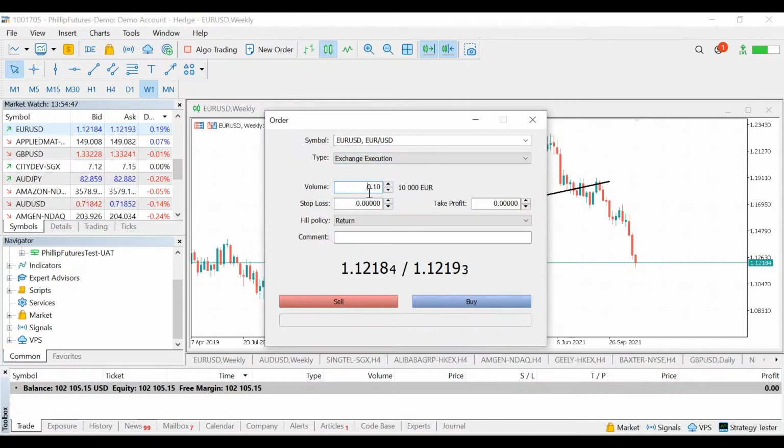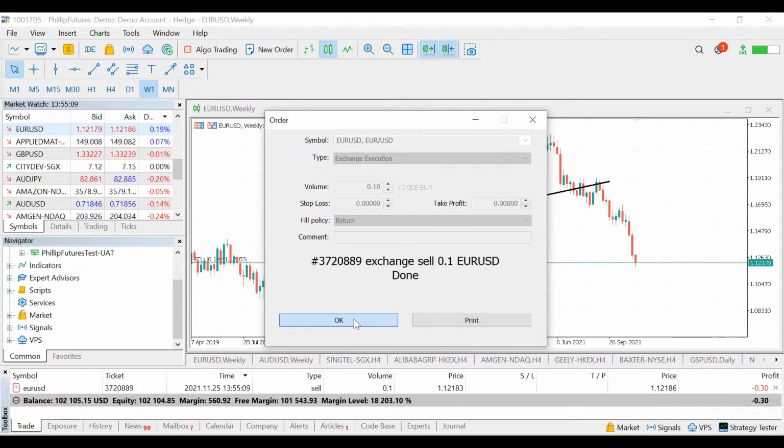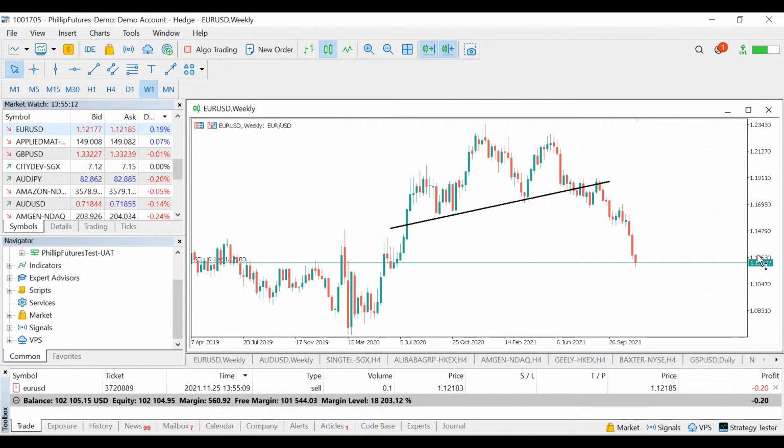Here you're able to input your lot. Let's say if I type 1, it's a standard lot, 100,000 euro. You can also put in your stop loss and take profit here. Let's say you're looking to sell here, let's say 0.1. So I'm selling. After I sell, I want to implement my stop loss. How do I do it?